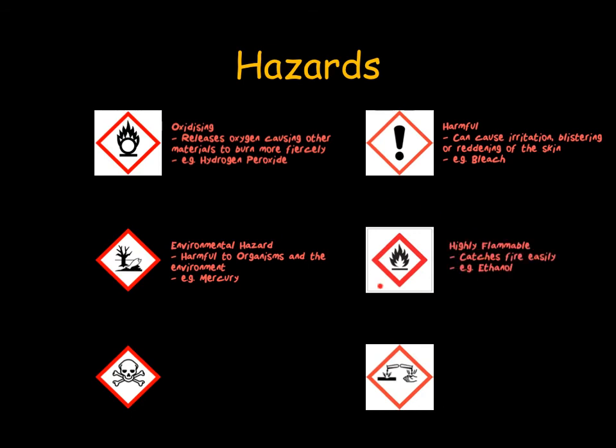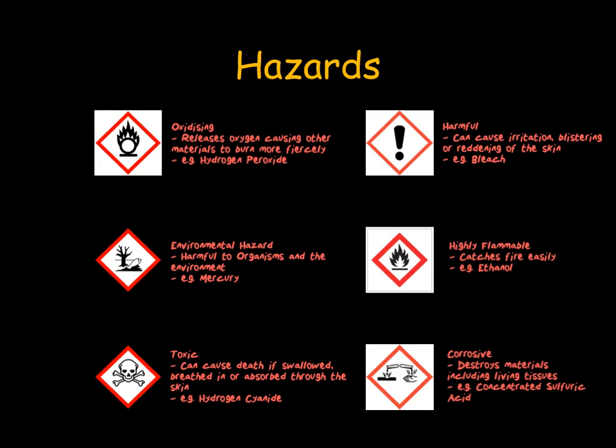Next, we have flammable. This means it catches fire easily, for example, ethanol or petrol. The skull and crossbones means that it is toxic and can cause death by swallowing, breathing, or absorbing through your skin. Things like hydrogen cyanide. Finally, we have corrosive. This means that it can destroy material, including living tissue, for example, your eyes and skin. It will burn your skin and the table. For example, concentrated sulfuric or nitric acid.